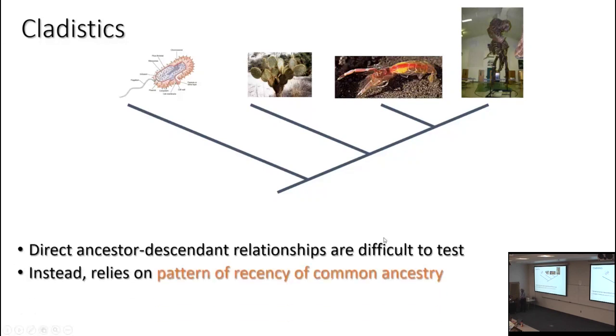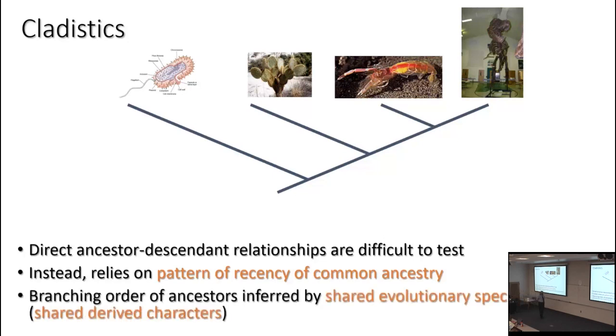Instead, again, it relies on patterns of recency of common ancestry. And the branching order that we find on these diagrams is inferred by shared evolutionary specializations. So they are transformations from the old state. That's what makes them specializations. And they're shared ones. Or, as we will call them in more detail, shared derived characters.